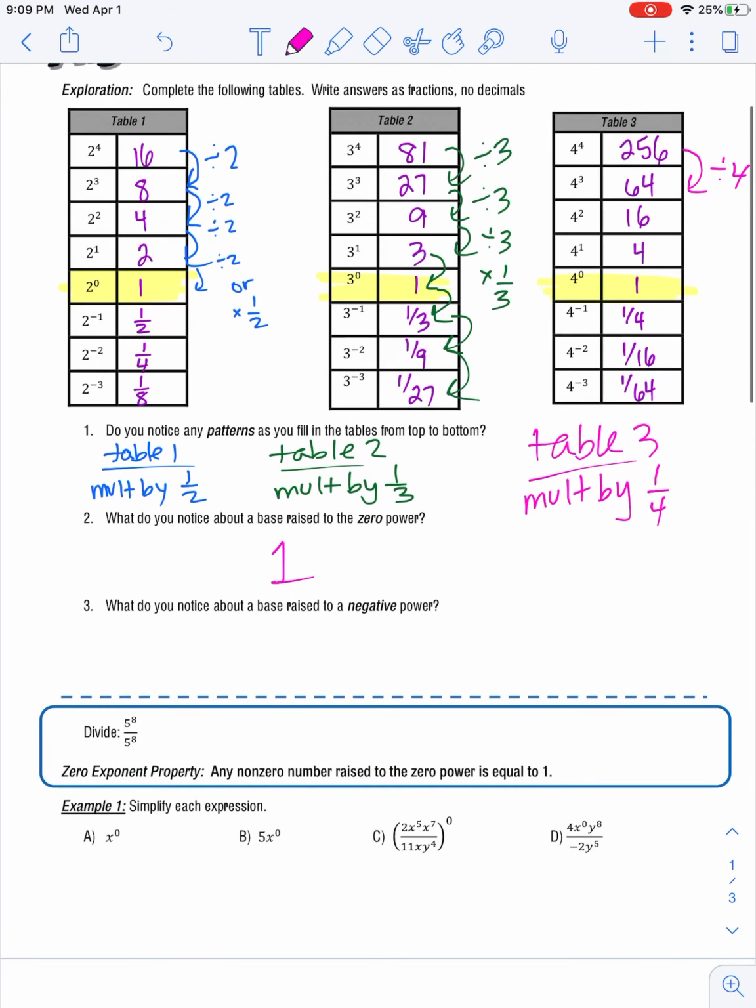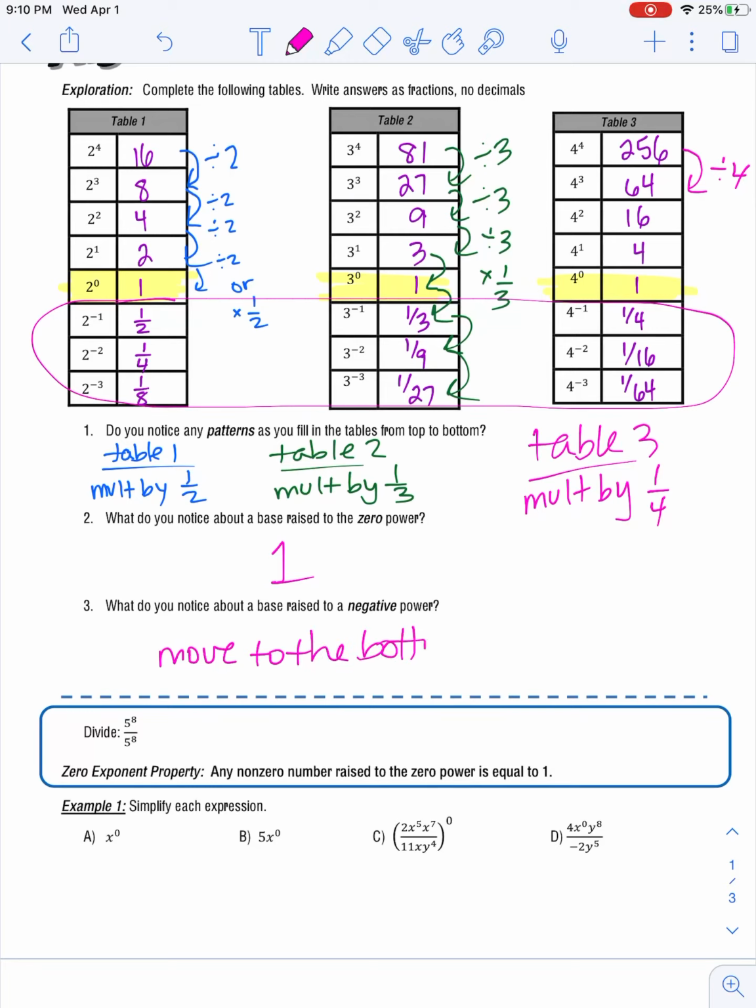The last question, though, is what do you notice about a base raised to a negative power? First thing I want to point out is that none of our answers are negative. Every time we had a negative exponent, which is these last 3 rows, our answer became a fraction where that value moved to the denominator of the fraction. So once again, none of our numbers are negative answers. We just have fractions where we basically move that value to the denominator, or the bottom of a fraction. So I'll go ahead and write that down.